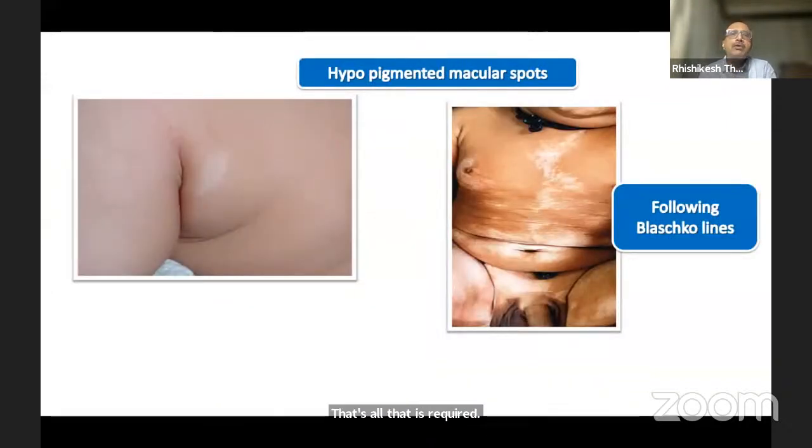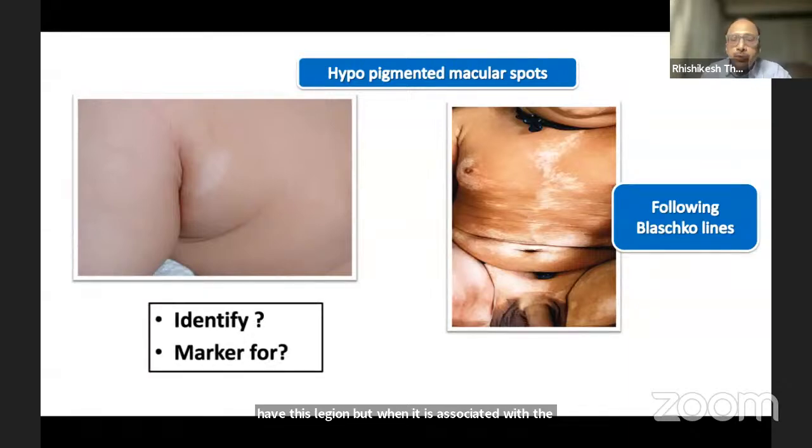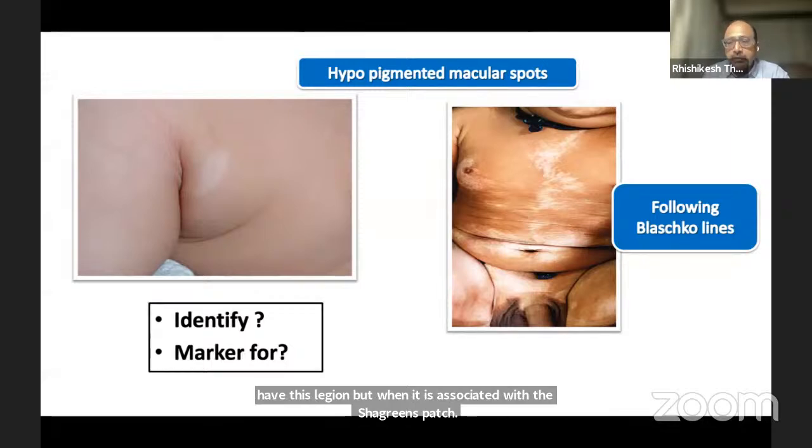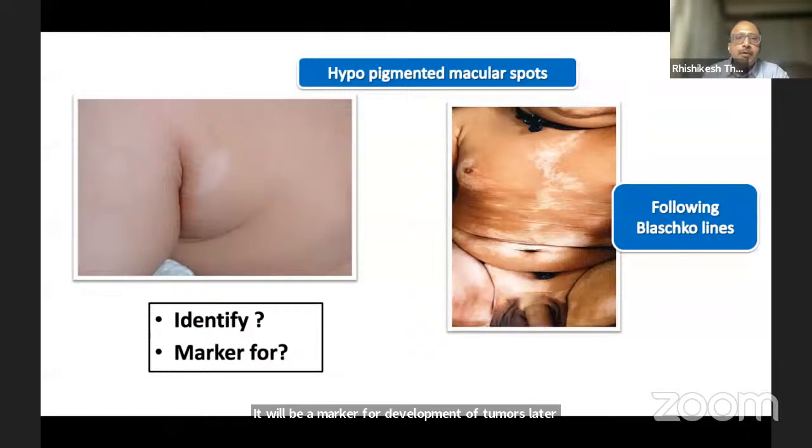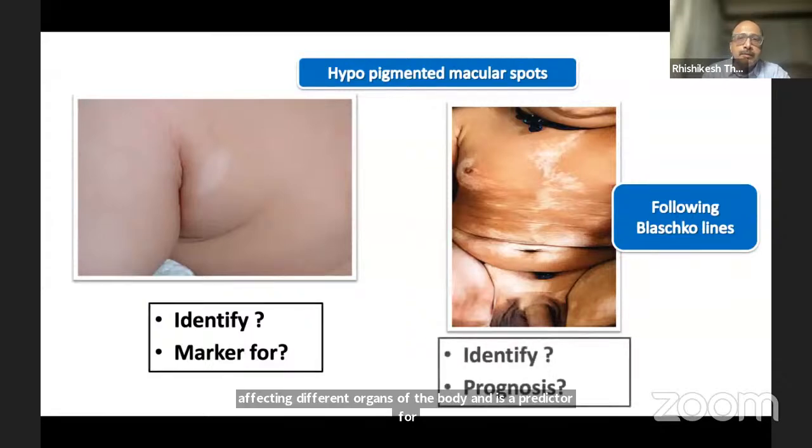Have a look at these two babies. Both of them have hypopigmented patches. Both of them are macular. Both of them are present since birth. Both of these are ominous for predicting something in the future which is going to go haywire. So the question is, what is this patch? So this is like a leaf. So we will call it an ash leaf. Mind you, an isolated ash leaf macule has no value simply because in a healthy population up to 2 to 3% would have this lesion. But when it is associated with a shagreen patch, it will be a marker for development of tumors later on, affecting different organs of the body, and is a predictor for neurocutaneous disorder.